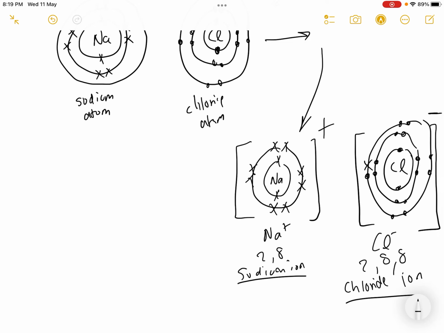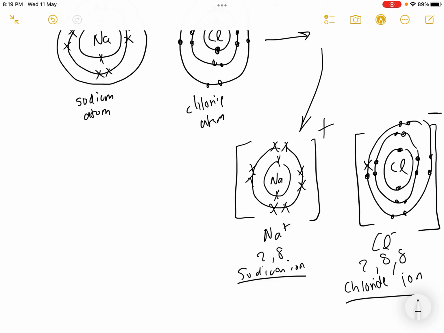Remember, you can work out how many electrons an atom will gain or lose from its group number. So this is an important thing. So the crosses, all the electrons are identical, but this is a good way of following the movement of how the electrons are moving from one place to another.